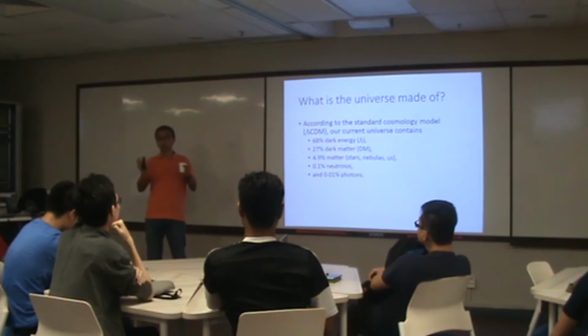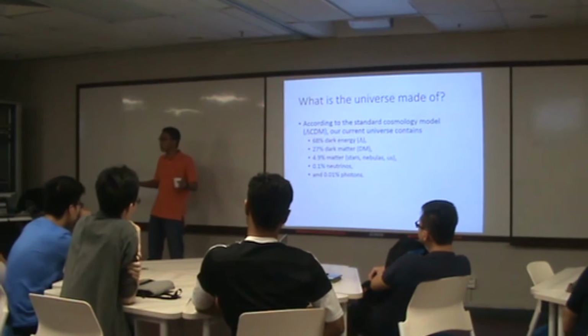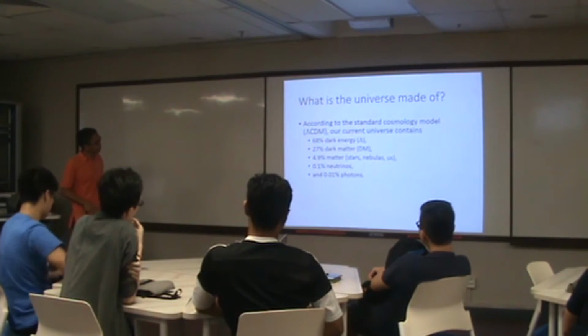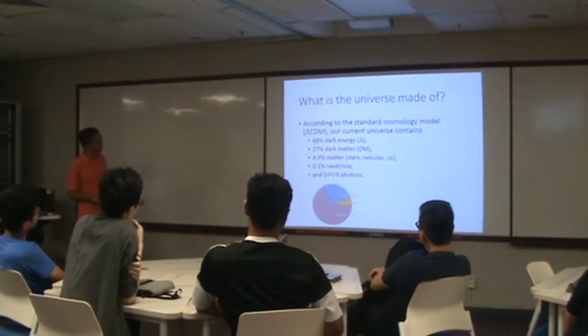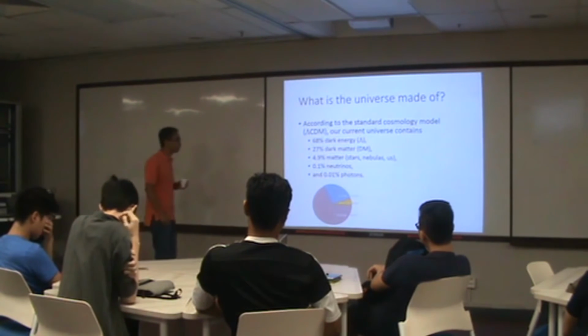So they don't really radiate very much. They are not hot, not like our sun. That's why you can't see it, because they are very cool. And that's the majority of the universe. 4.9% are regular matter like our sun or nebulas or us. From this point of view, we are not really significant in the universe. Then 0.1% are neutrinos and 0.01% are photons.